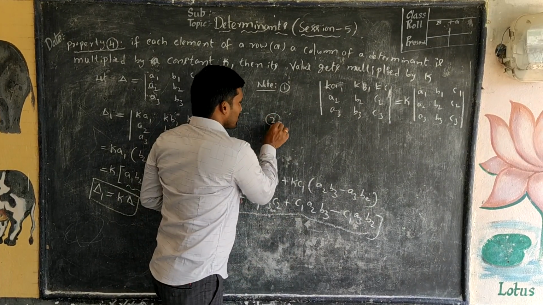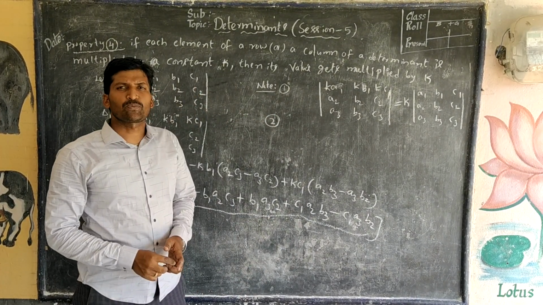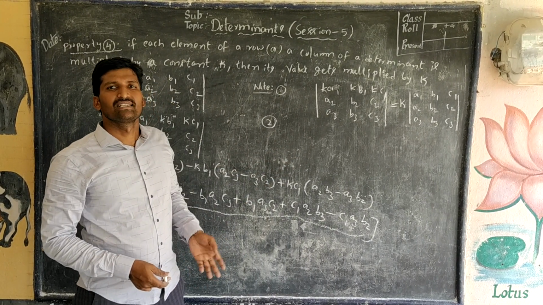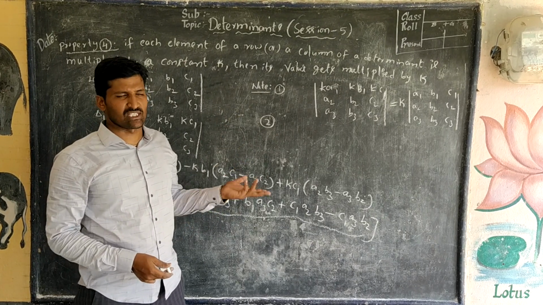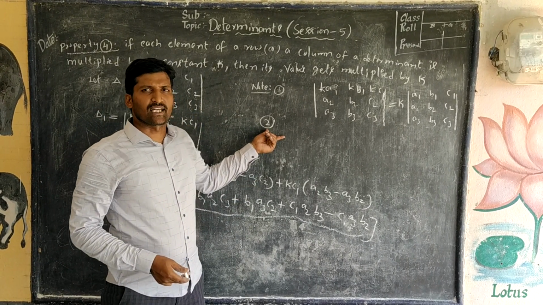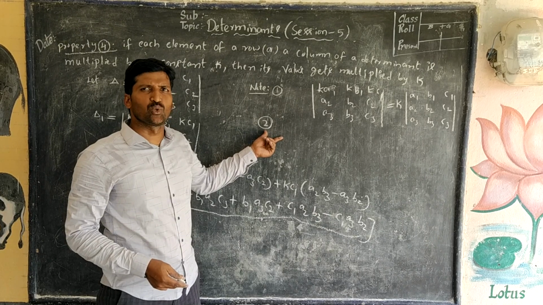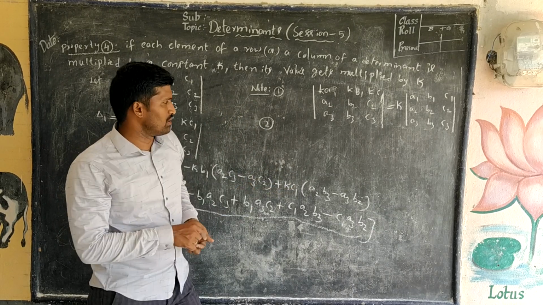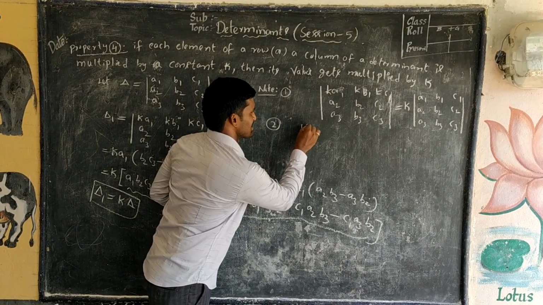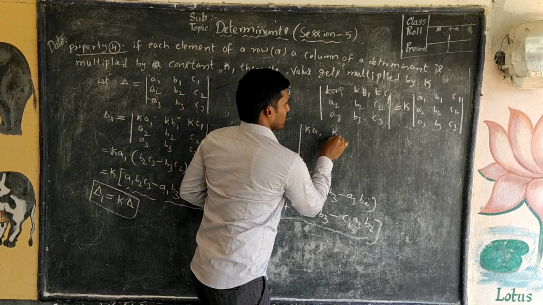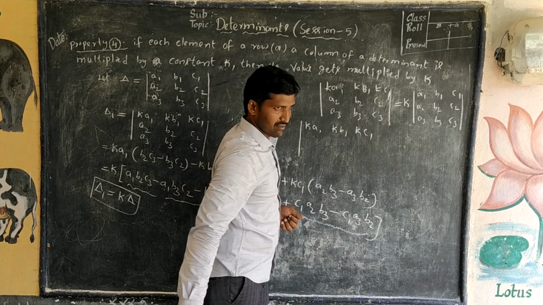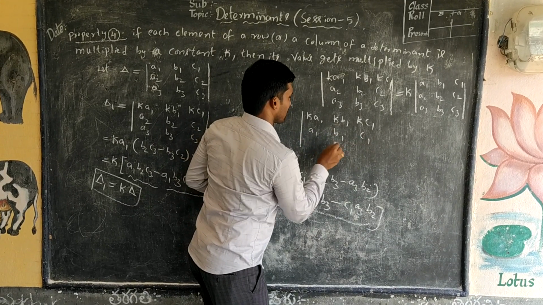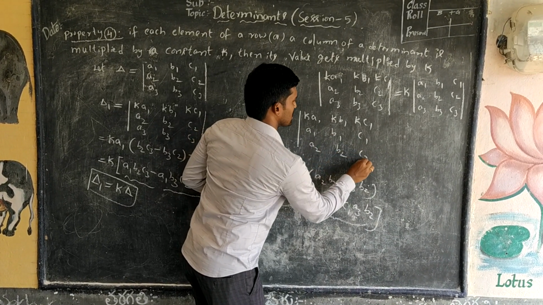Now coming to the second note: if the corresponding elements of any 2 rows or any 2 columns are proportional, meaning they are in the same ratio. For example, I am taking like this: kA1, kB1, kC1, next A1, B1, C1, and here A2, B2, C2.